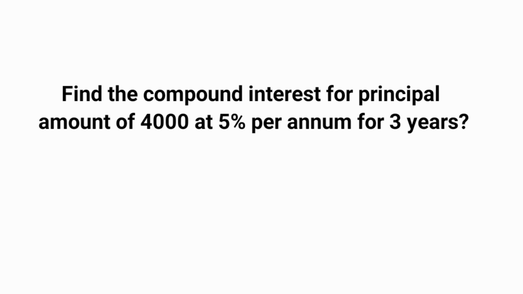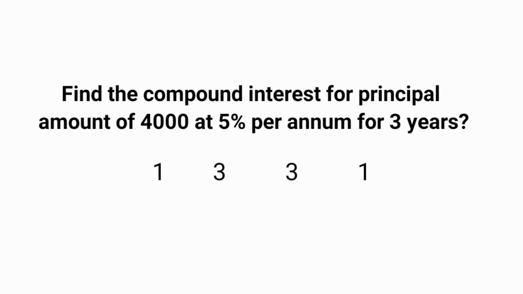Find the compound interest for principal amount of 4000 at 5% per annum for 3 years. Here the number of years is 3. So we have to take the third row from the Pascal's triangle. So the value corresponding to the third row is 1331.